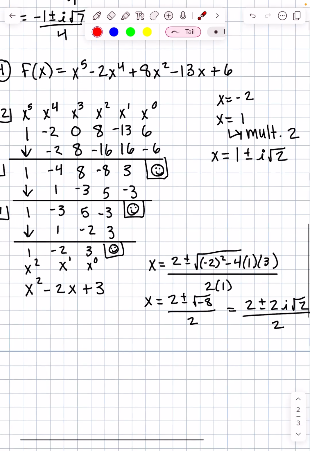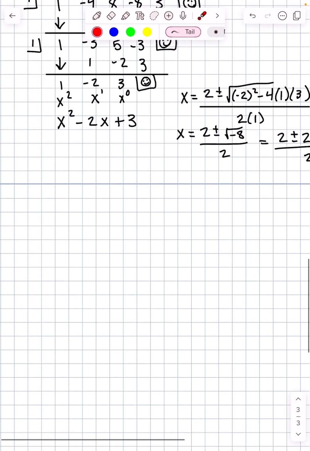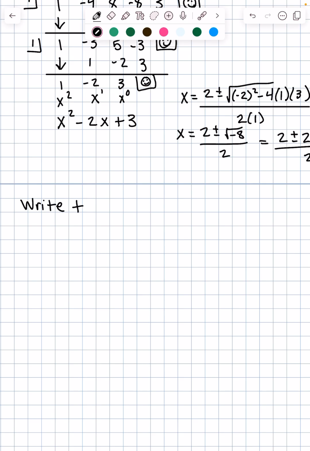Okay, now we're going to do 2 more examples, but we're going to switch it up a little bit, where here we are going to write the polynomial function given the zeros.